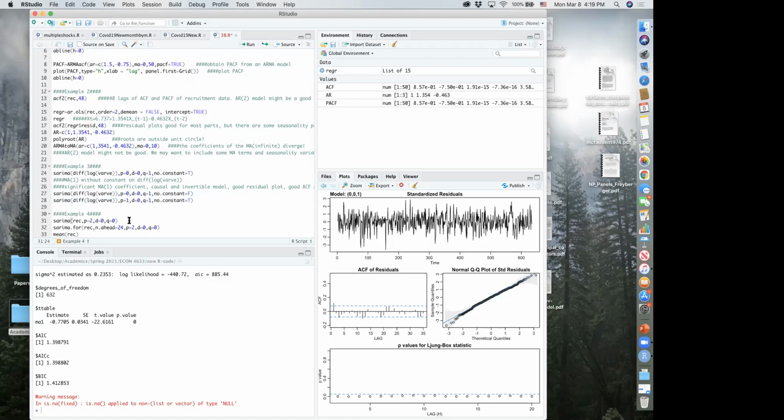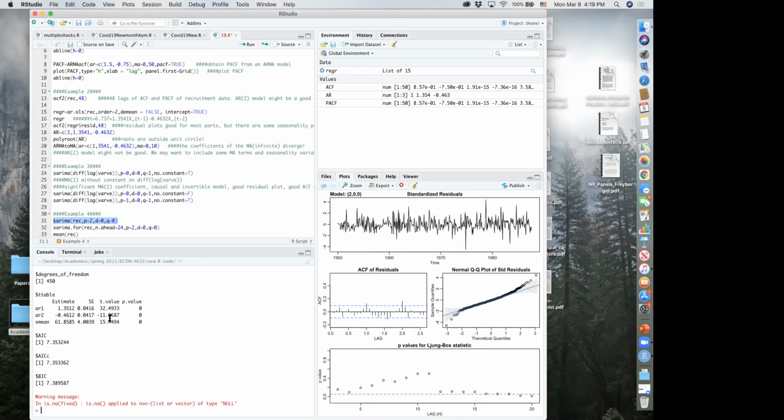And the fourth example is the forecasting example. This is again the S-ARIMA. We use this recruitment data set. The order P is 2, D is 0, Q is 0. So this is an ARMA, AR2 model. Okay, so we run this model.